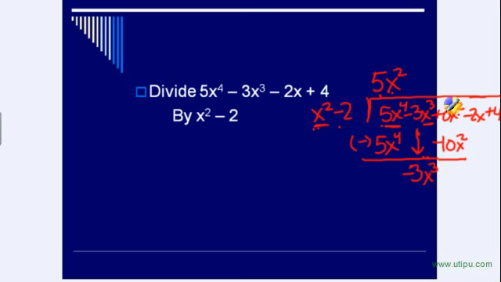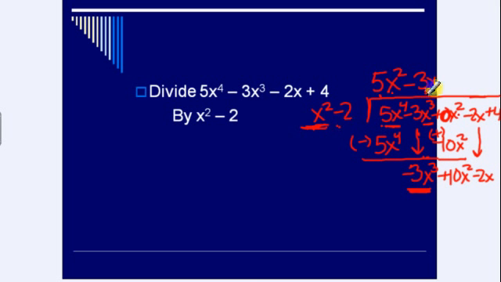Now I have 0x squared combining with, remember I'm subtracting here, minus a negative 10x squared, so that becomes a positive 10x squared, or plus 10x squared. And then I can bring down the next number, minus 2x. Now I want to look at taking x squared into negative 3x cubed. Well, negative 3 divided by 1 is just negative 3. X cubed divided by x squared would just equal x. And now I'm ready to multiply that through to the x squared and then minus 2.